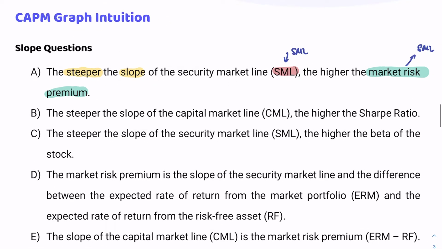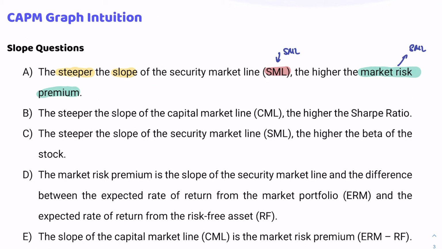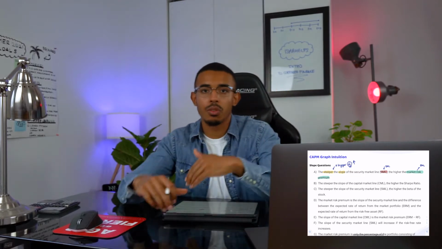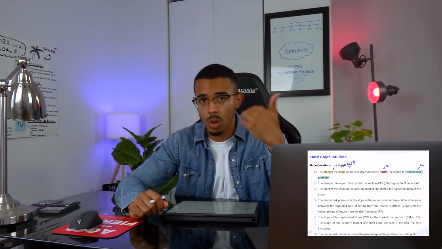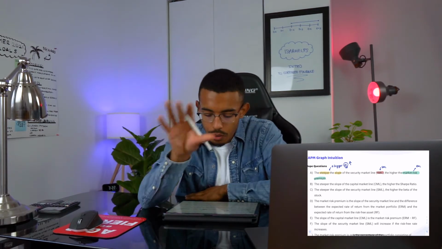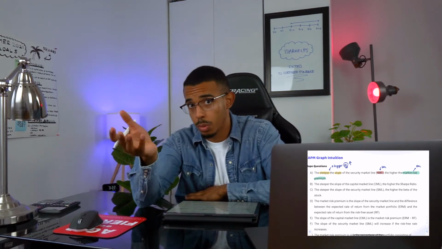Okay. So in this case, I think we could all agree that a steeper slope means a bigger M. So if your slope is steeper, that means that your M, i.e. your slope, is also bigger. They're directly proportional. If you have a steeper slope, therefore your M will be higher, okay? And now we want to know, what is the slope of our SML? Is it actually the market risk premium? And what is the market risk premium?